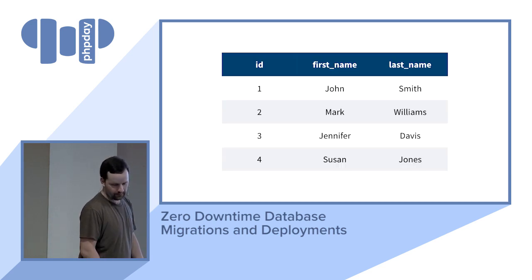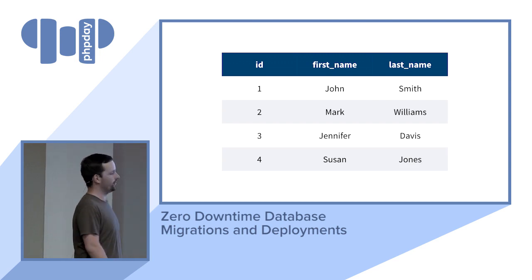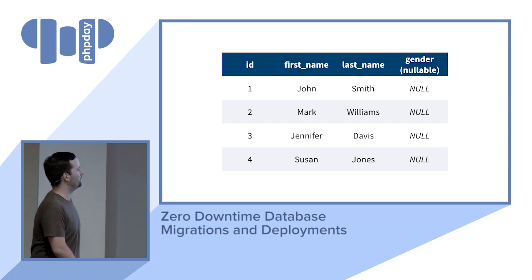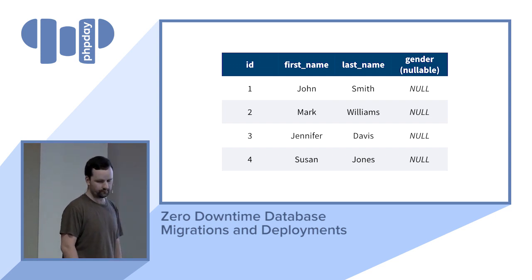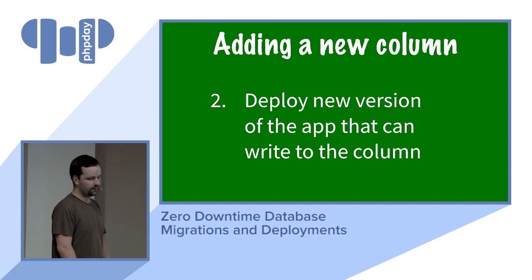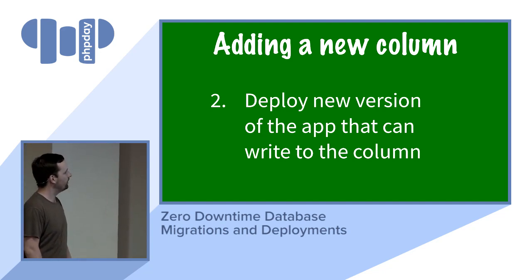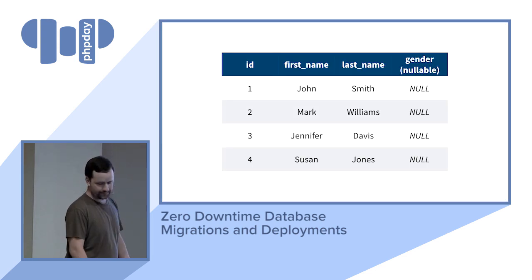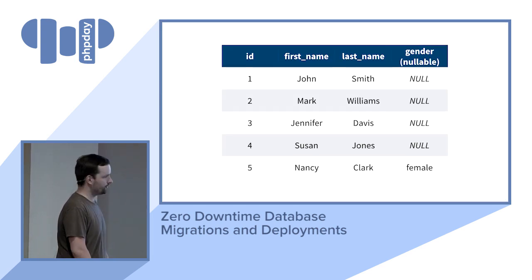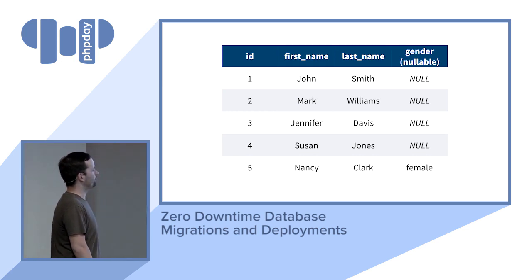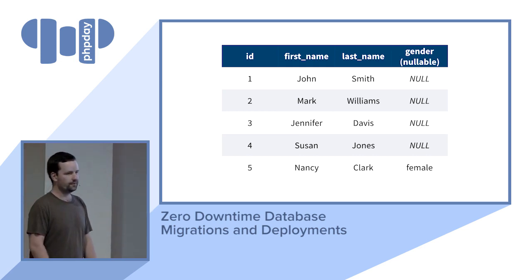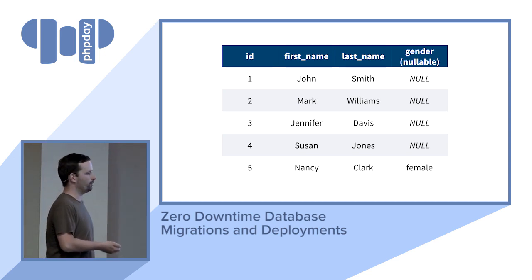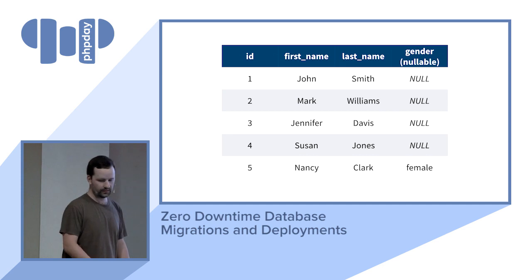Okay, so this is how the table looks in the beginning, and we are adding a new column, and the table looks like this. In the next step, we will deploy a new version of the application that will write to the column. So we go from this, and the new inserted rows suddenly have the column filled. This probably means that the user started filling out this value, probably during the registration process.